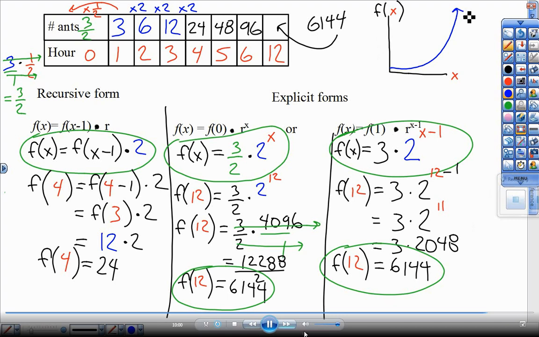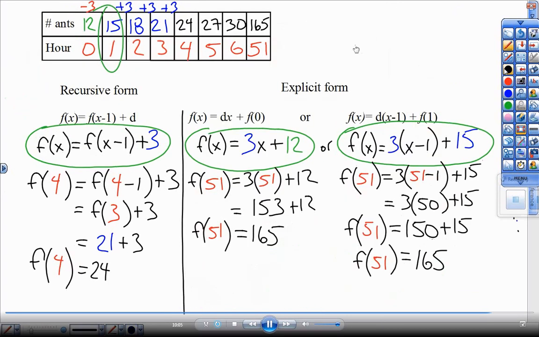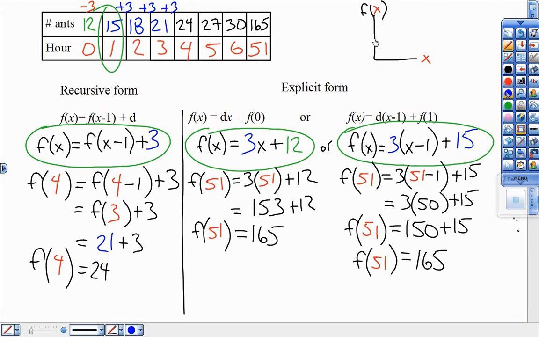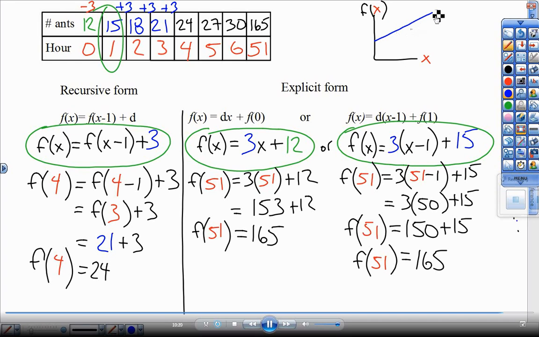But if you look at arithmetic graphs, with x on the x-axis and the y-axis called f of x now. This one has a y-intercept of 0, 12, so it's not proportional. It'll be up here on the y-axis. Would be a straight line, always constant rate of change. I'm adding 3 every single time, going up by 3 every time. Over 1 up 3, over 1 up 3, over 1 up 3.